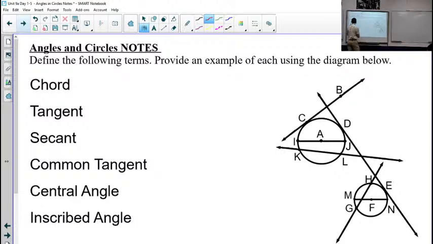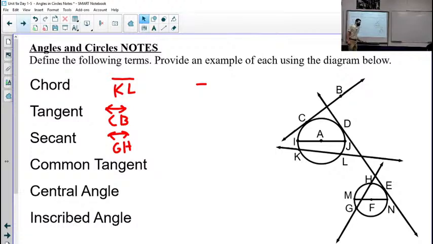Chord. Chord is also a segment. K to L is a chord. A tangent line is going to just touch at one point on the circle. So C to B is a tangent line. A secant line, G to H is a secant line because it goes through 2 points. And notice I put lines here because these are lines and these are segments.